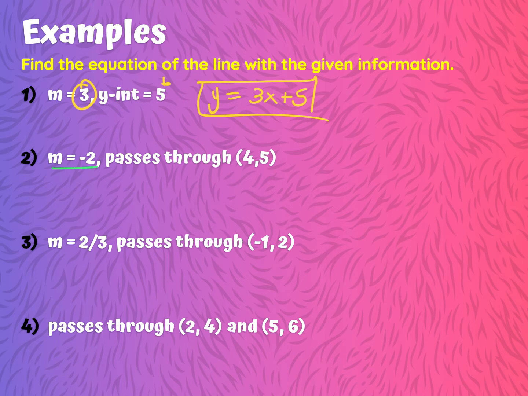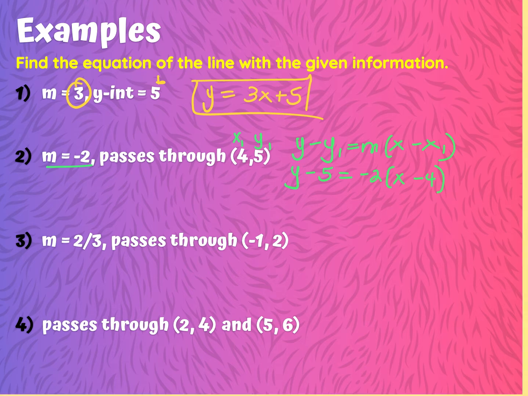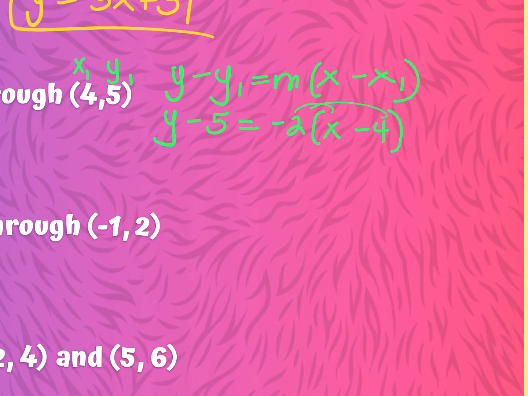So this would be my m, this would be my x1, y1, and I'll do y minus y1 equals m times x minus x1. Point slope. So the y stays as a y. The y1 is 5. The m is -2. The x stays as x. And the x1 is 4. So it's -4. So I plugged in the m, the x1, and the y1. And then I have to get it into slope-intercept. So I'm going to distribute here. I'd get y minus 5 equals -2x plus 8. Add the 5. Y equals -2x plus 13.